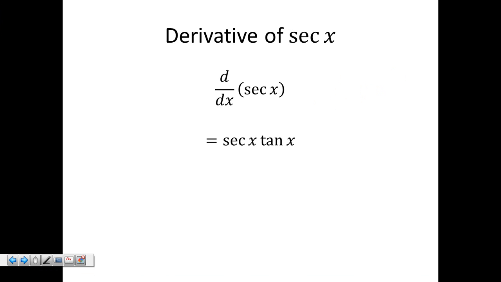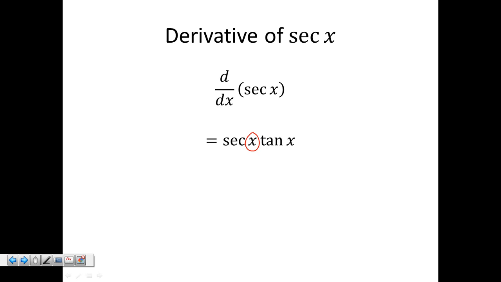The derivative of the secant of x is equal to the secant of x times the tangent of x. Now, I'm going to warn you that one of the most common mistakes that I see is people forget just to write this little x right there. That secant is an operation that has to have something to operate on. If you forget to write that x, you're actually saying that it's the secant of the tangent.